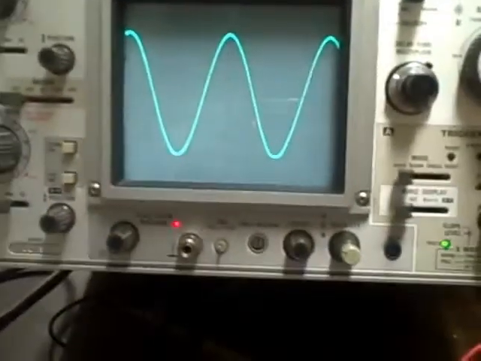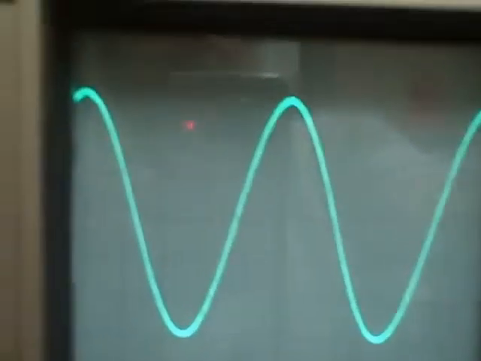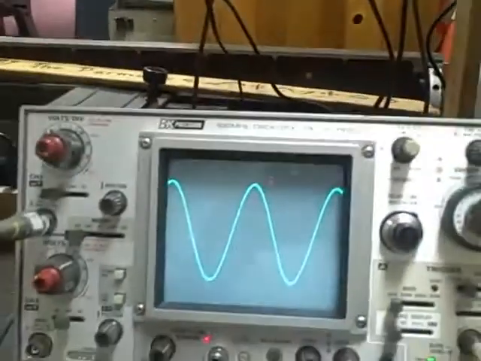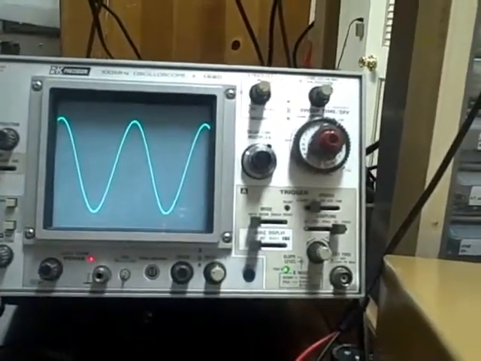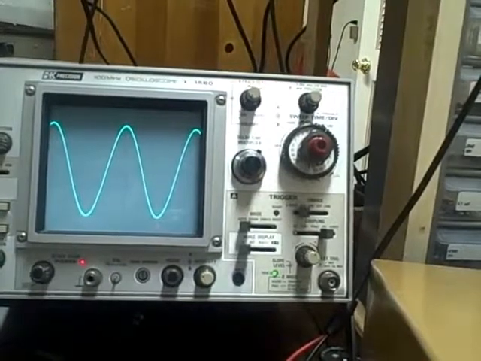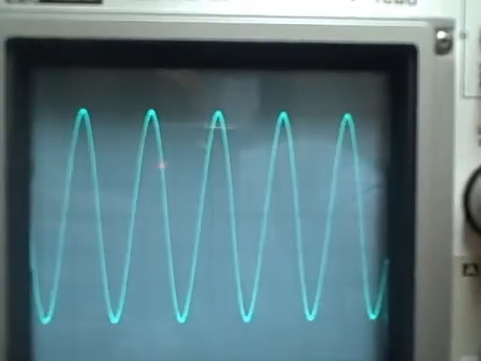Nice sinusoid. Here we go to 10,000. Still a nice sinusoid. And we're running at about 10.2K, 10.3K. Times 10 times 10,000, we're at 100,000 now.